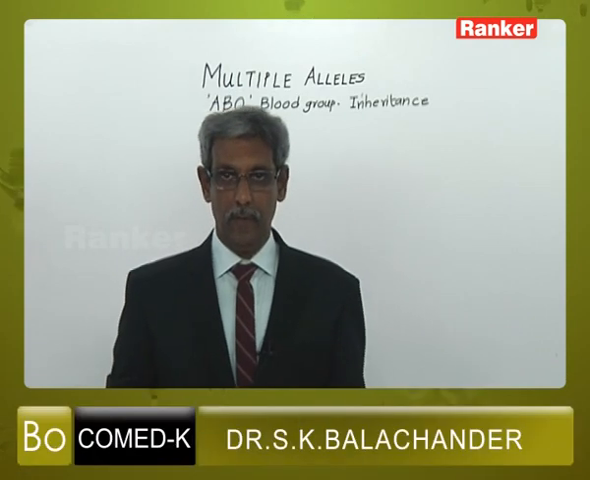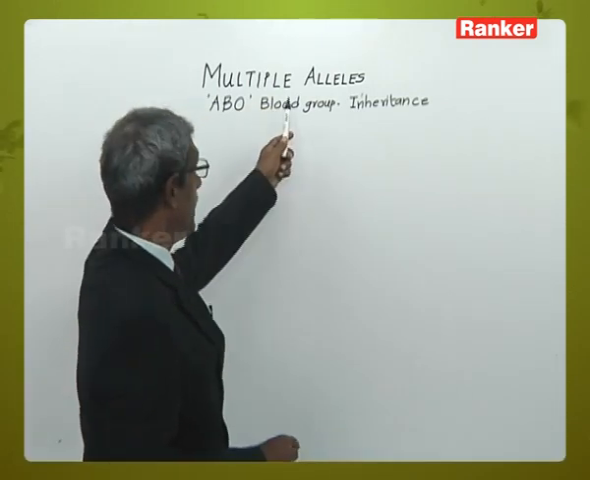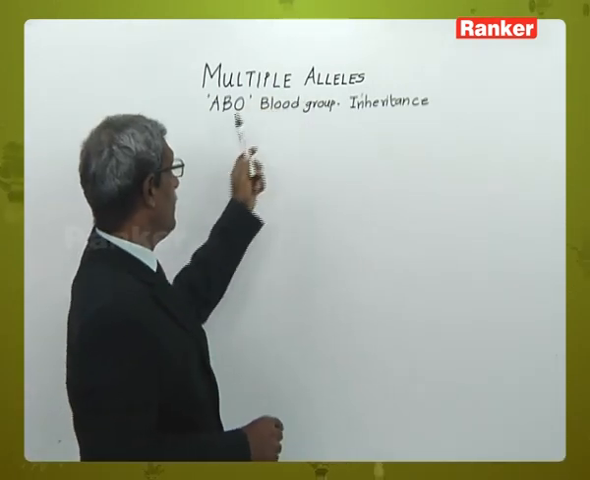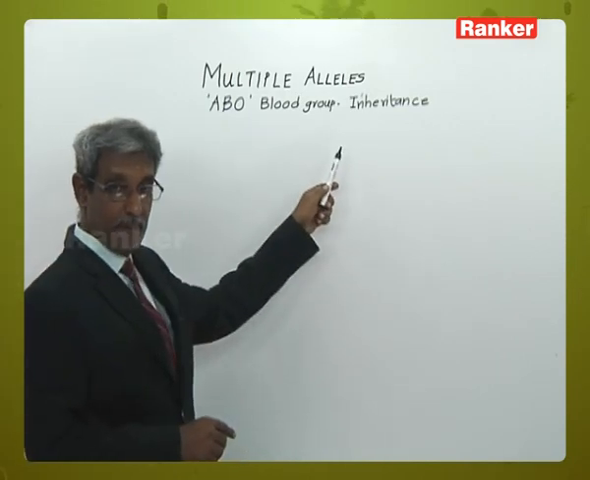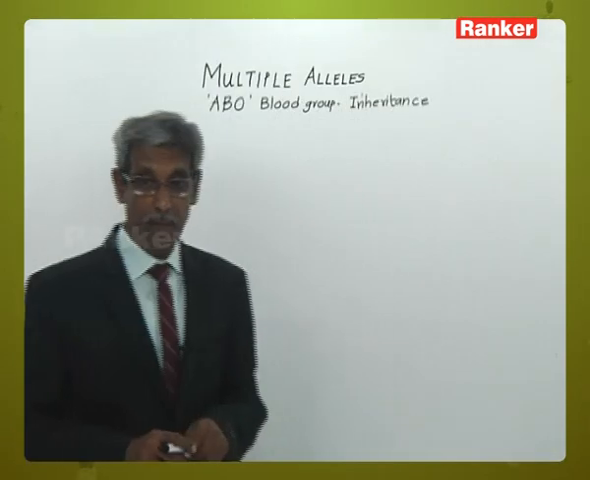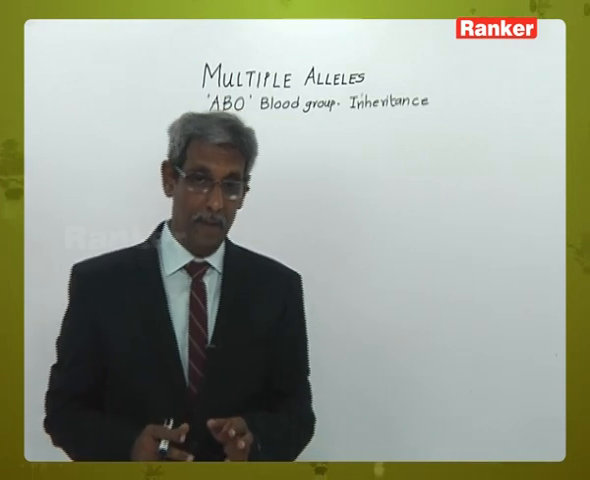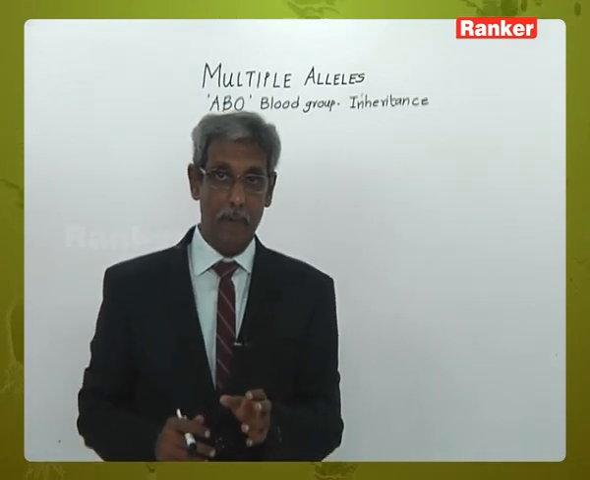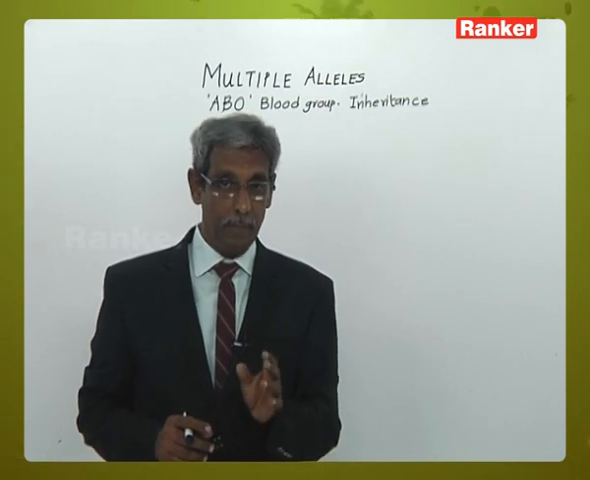Today we'll be focusing on another aspect of genetics, which is termed multiple alleles, and we'll be studying ABO blood group inheritance. The basis for ABO blood group inheritance is that, in human beings, blood is primarily made up of antigens and also the blood plasma.